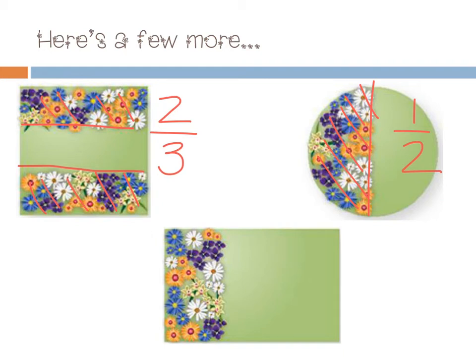Take a look at this bottom one. It's a little trickier. Think about what benchmark fraction you could use to describe the flowers. Did you say 1/3? If I look at this, it looks like it's been divided just about in thirds, and 1 of the pieces is shaded. Now you know how to use benchmark fractions to estimate fractional parts.